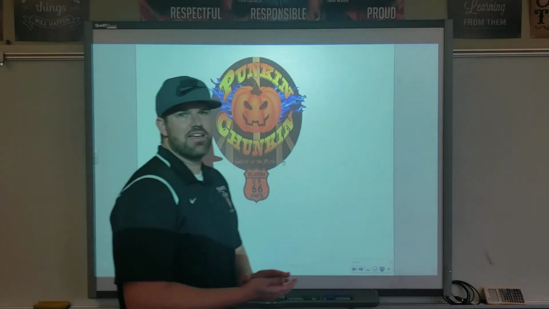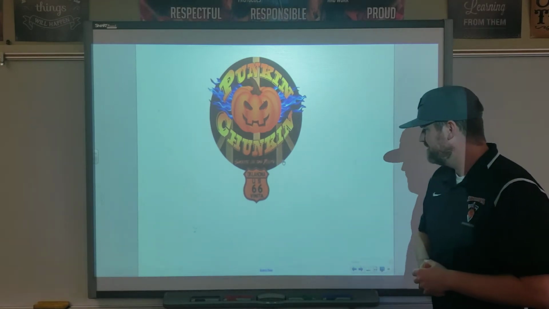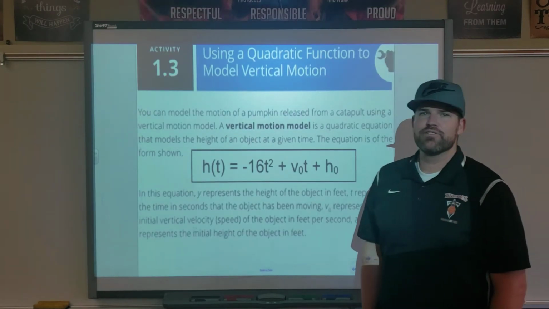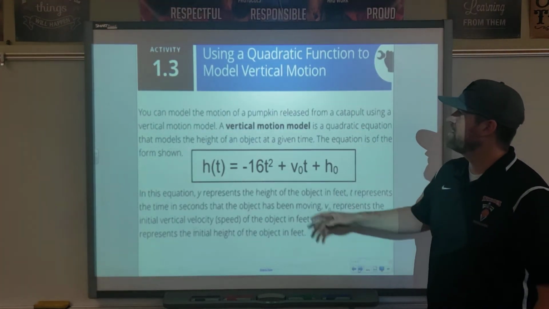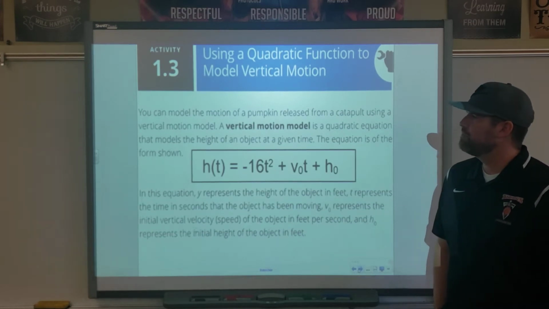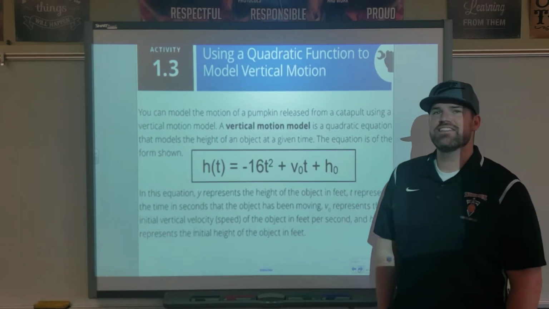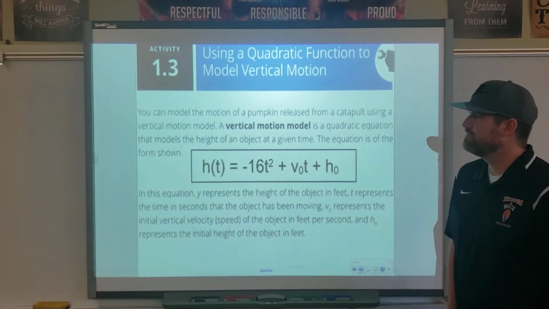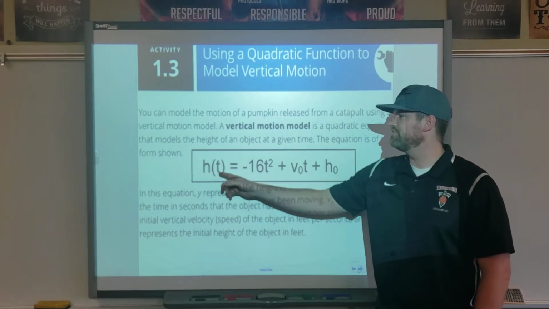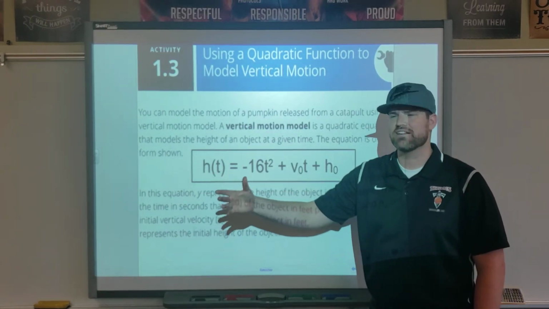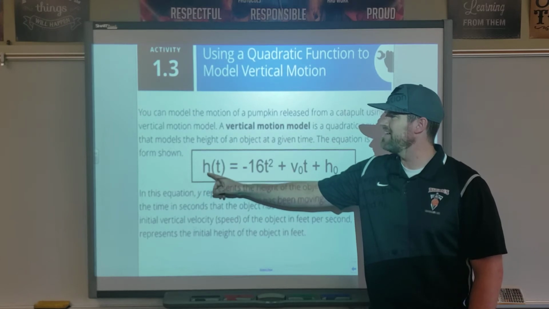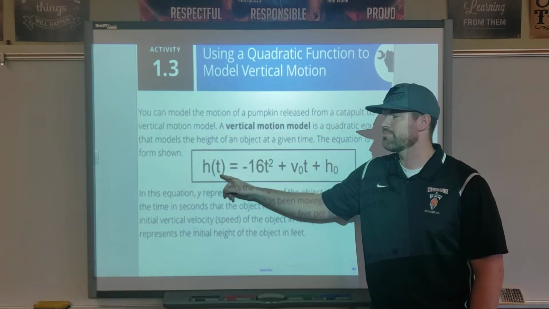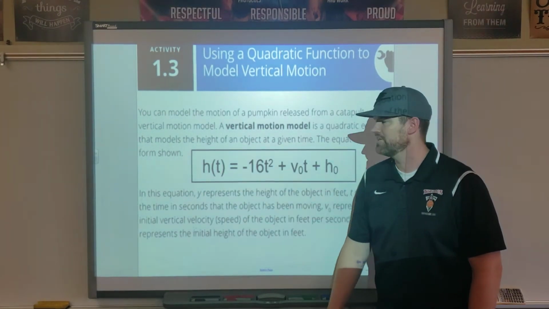All right, so what does this flying pumpkin have to do with our quadratic graphs and quadratic equations that we've been working on? Well, when that pumpkin went flying through the air, it was an example of what is called a vertical motion model, which is a quadratic equation that models the height of an object depending on how long it's been in flight. So the equation for a vertical motion model is h of t. Now h of t is the same as f of x. The only difference is it's specifically telling us that our output, or our y value, is the height of the pumpkin at the specific time, or the height of whatever object it is we're looking at.